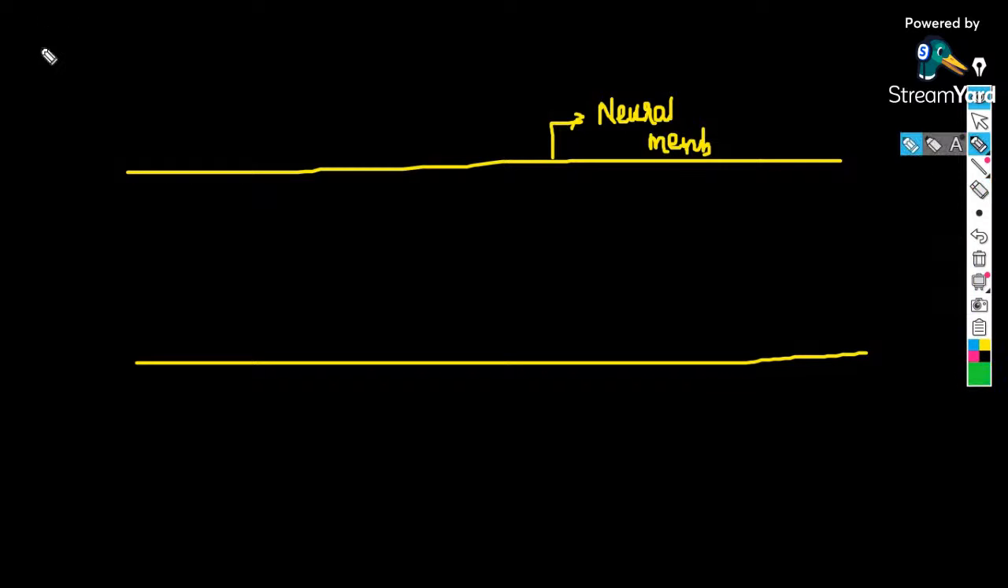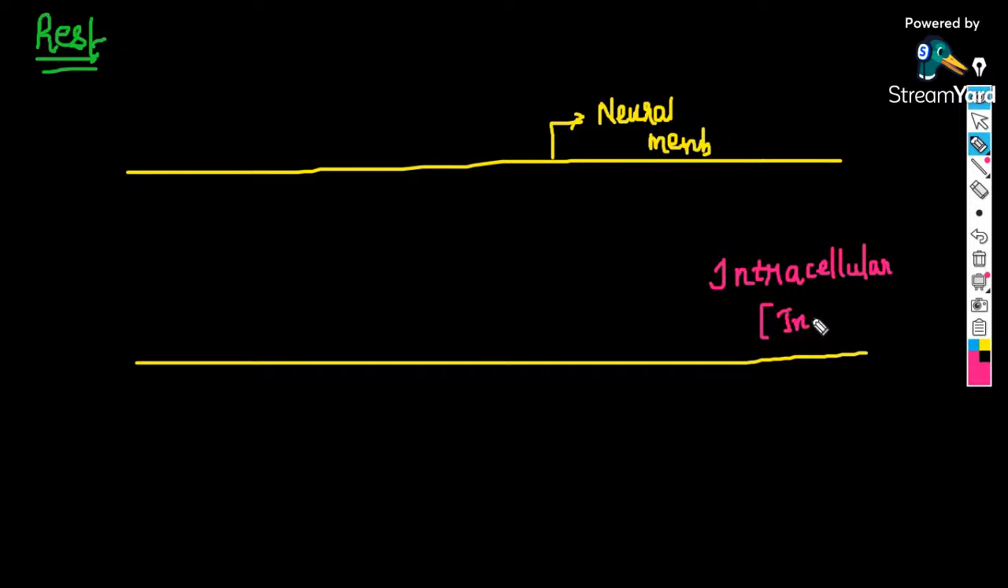What is the condition right now prevailing? This neuron is right now at a resting stage. At the resting stage, inside the neuron, this is the intracellular, that is inside. And this is the extracellular, or outside.